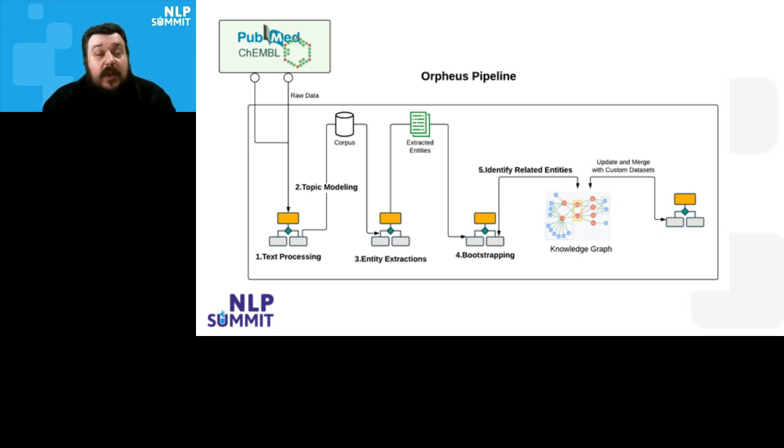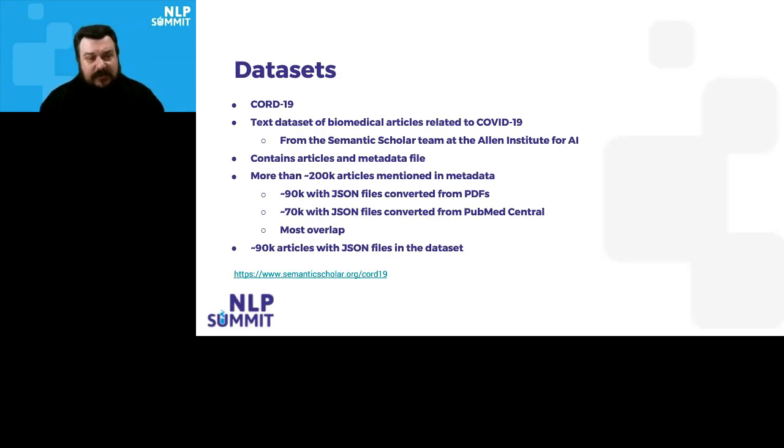The first thing, let's talk about the data sets we're using in this version of Orpheus. Our text data is the COVID-19 data set. It's a data set of biomedical articles organized by the Semantic Scholar team in coordination with several government and private organizations and publishers. It contains the actual articles in JSON files, and a metadata file.